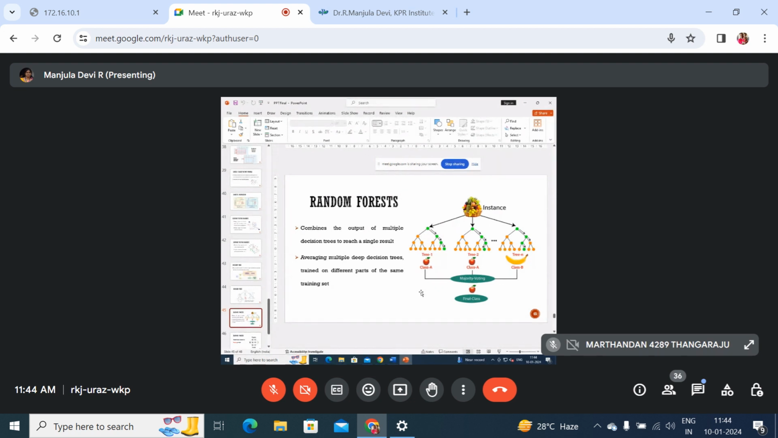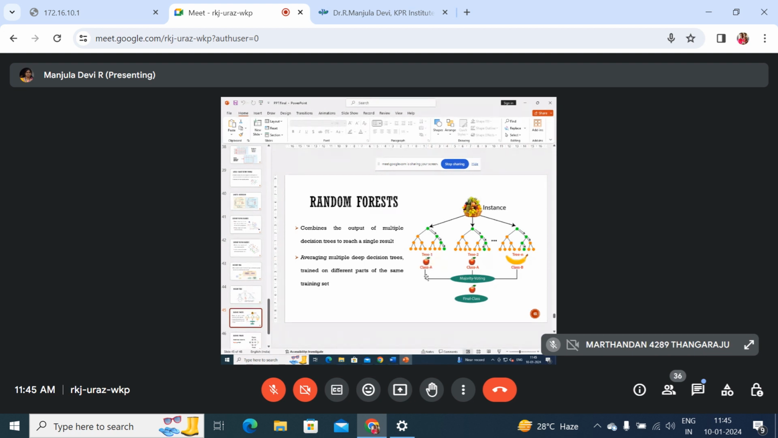Random forest is an ensemble classifier, and here I'll be constructing multiple decision trees. Then how does it reach a single result? Based on the majority of the output derived from the multiple decision trees. If we take this collection of instances, we will be constructing different decision trees.